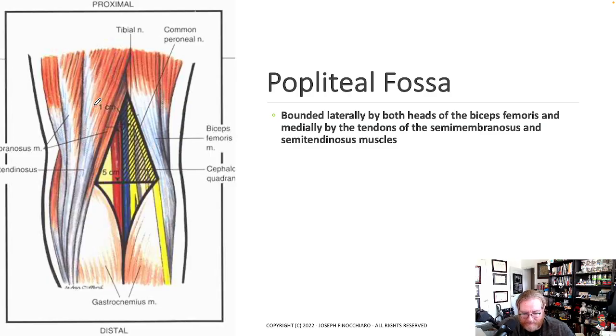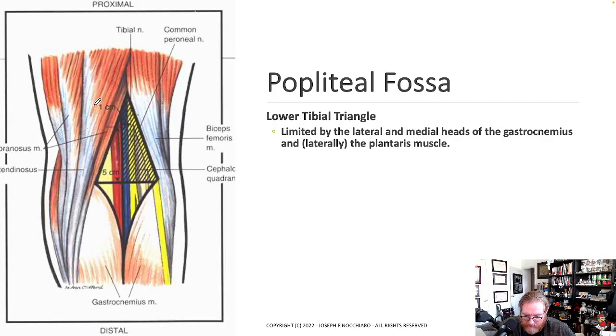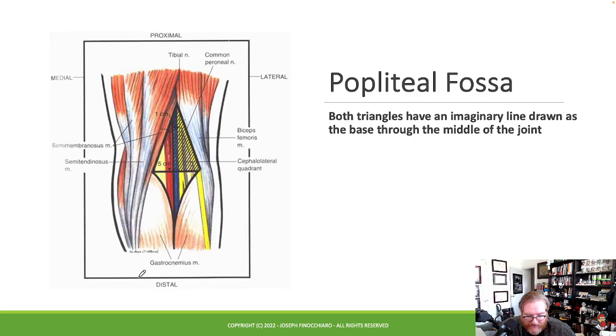Now, the popliteal fossa is bounded laterally by both heads of the biceps femoris and medially by the tendons of the semimembranosus and semitendinosus muscles. The lower tibial triangle is bounded by the medial heads of the gastrocnemius and laterally by the plantaris. So here are your gastrocnemius. Okay. There's your gastrocnemius. Both triangles have an imaginary line drawn down as the base through the middle of the joint.